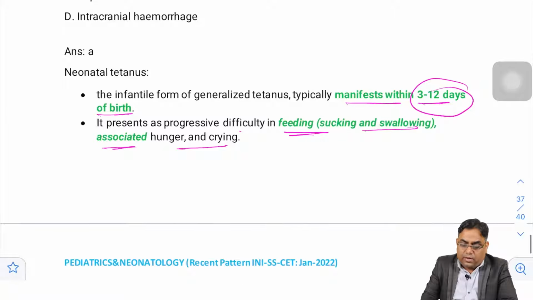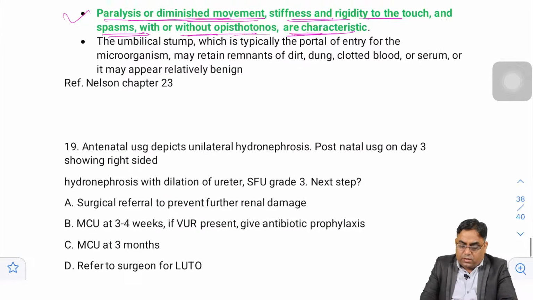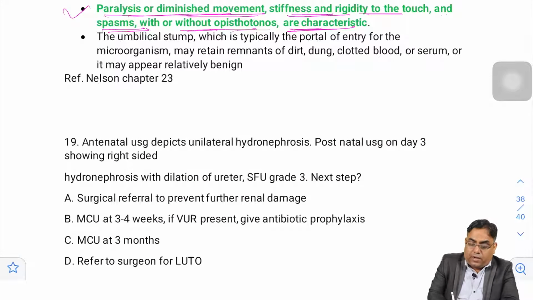It presents as progressive difficulty in feeding, sucking and swallowing, associated with hunger and crying. So, this is the important point. And paralysis or diminished movement, stiffness, rigidity to touch and spasms with or without opisthotonus are characteristics of tetanus. Moving to next. So, this is very important.